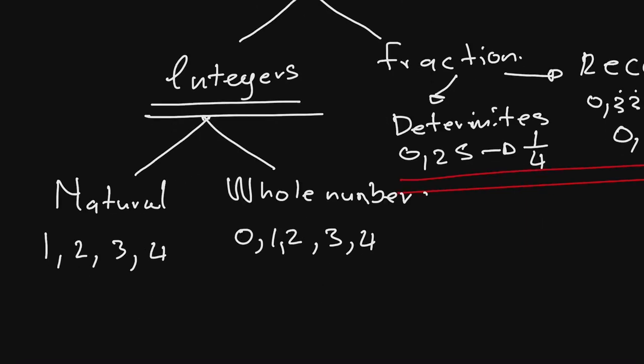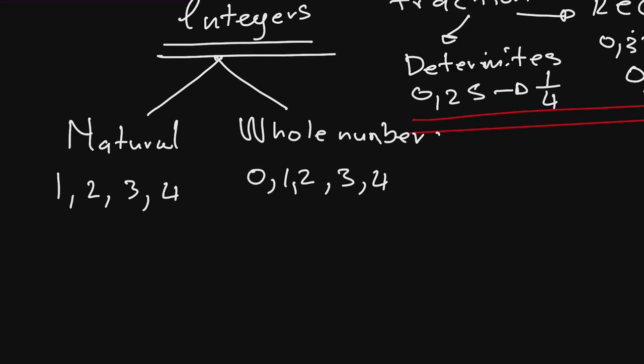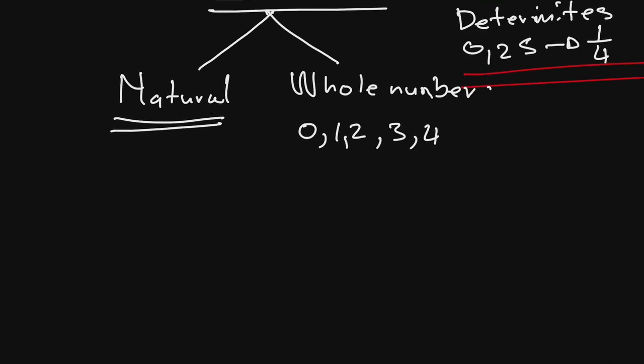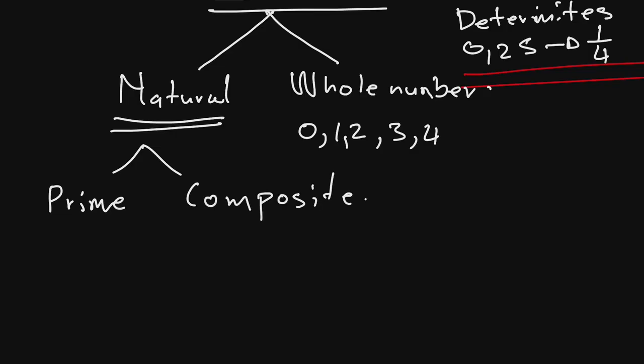Now we can also talk about this: natural numbers can be divided into two groups. And what can these two groups be called? The prime numbers and composite numbers. So what are prime numbers?